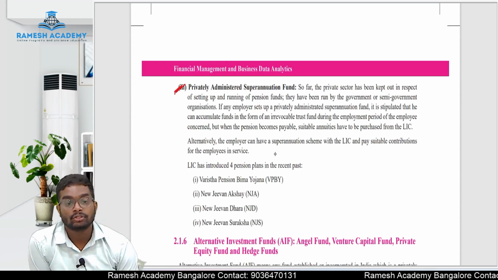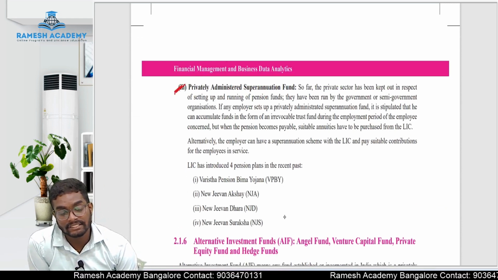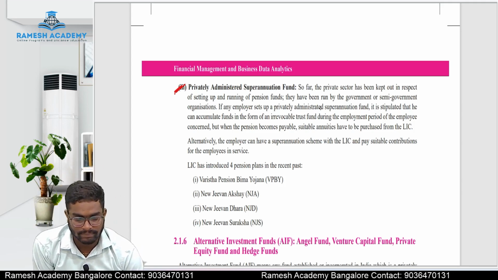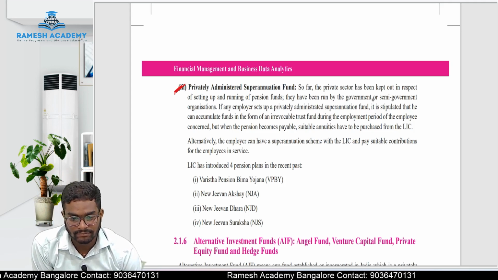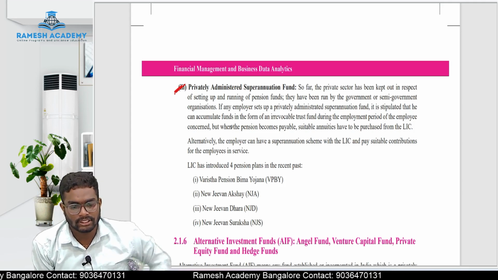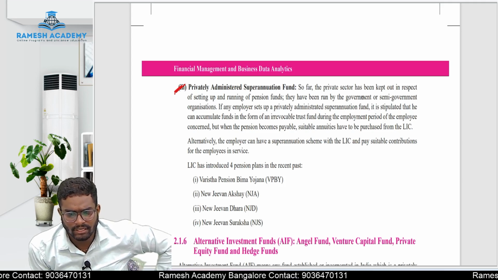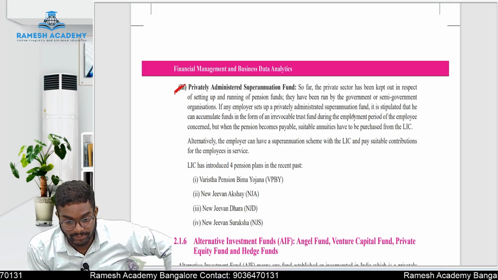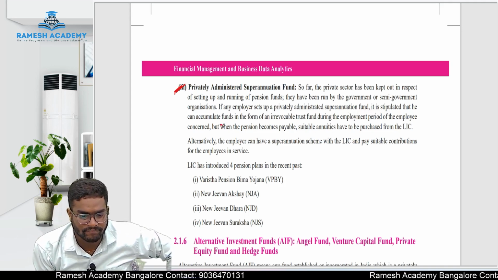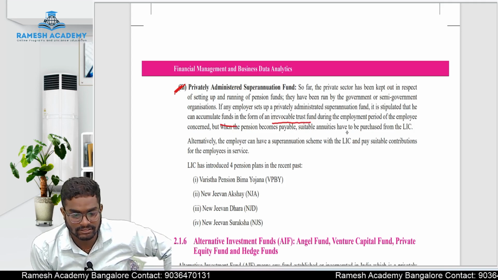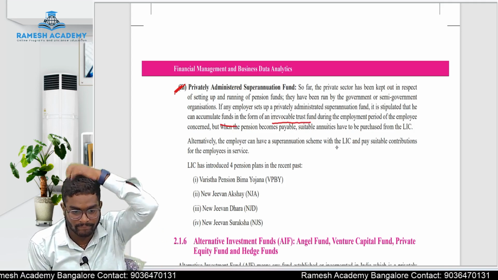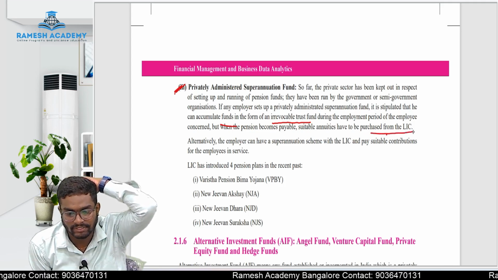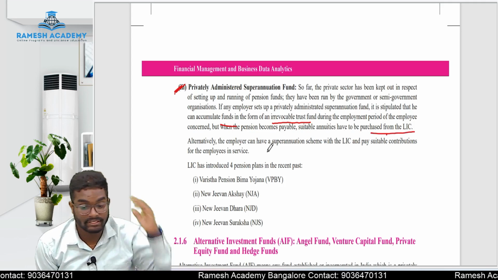Privately administered superannuation fund. Companies, big MNCs will have their own superannuation fund or the pension fund of the companies. So far, the private sector has been kept out of setting up and running pension funds. They have been run by government and semi-government organizations. If an employer sets up a privately administered superannuation fund, it is stipulated that he can accumulate funds in the form of an irrevocable trust fund during the employment period of the employee concerned, and when the pension becomes payable, suitable annuities have to be purchased from the LIC. So they can't do anything, they have to purchase it from the LIC.